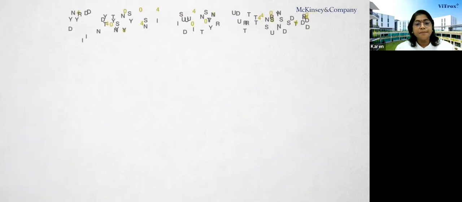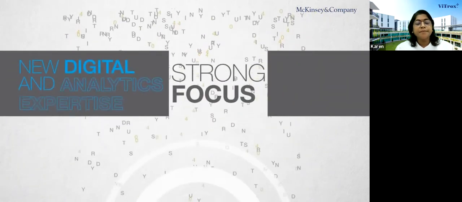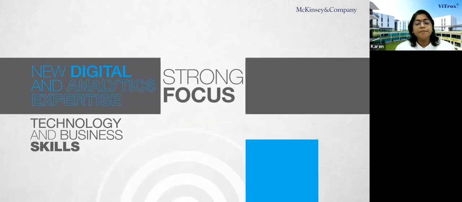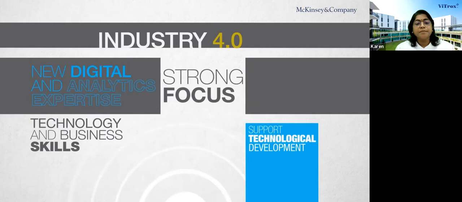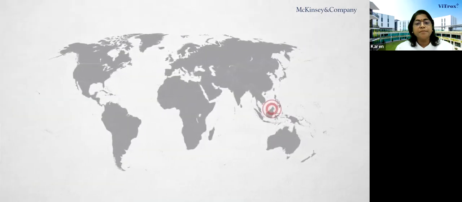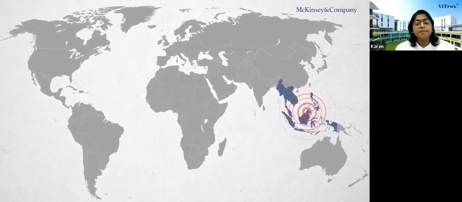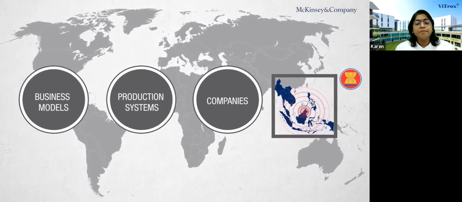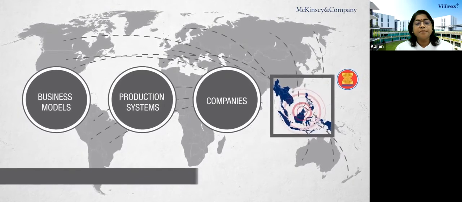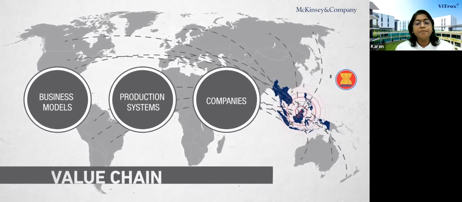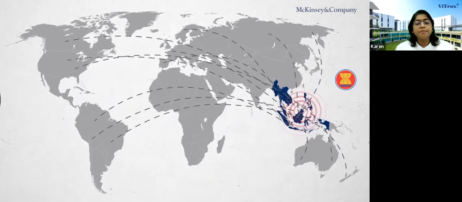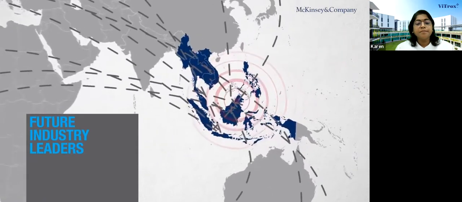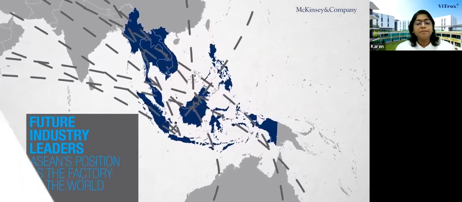In particular, there must be a strong focus on fusing new digital and analytics expertise with technology and business skills. They must also support technological development by pushing both basic and applied research in Industry 4.0. The ASEAN region must begin a digital transformation as soon as possible. Business models, production systems, and eventually entire companies will need to be reshaped from a digital perspective. As profit pools readjust along the value chain, those companies that succeed in their transition early will be positioned to become future industry leaders, not only creating the factories of the future, but also reclaiming ASEAN's position as the factory of the world.